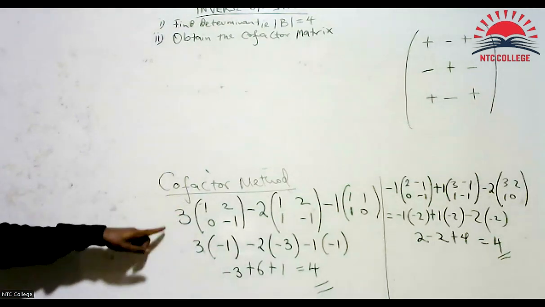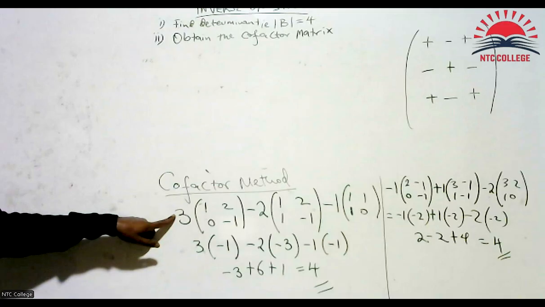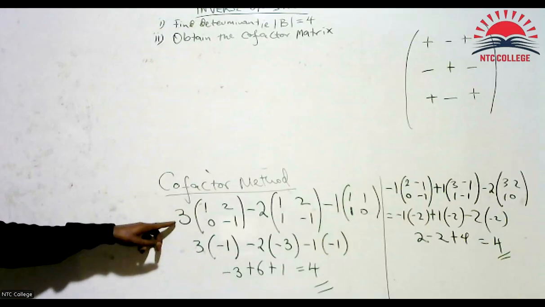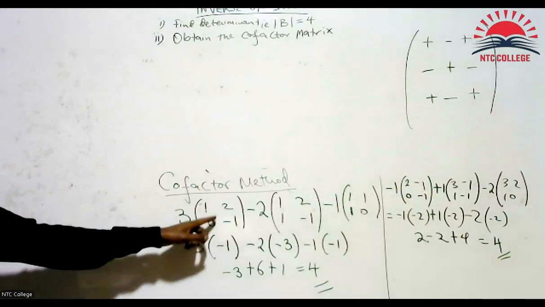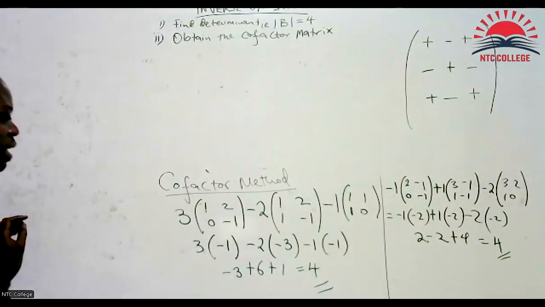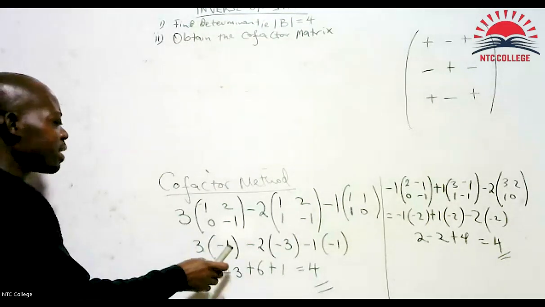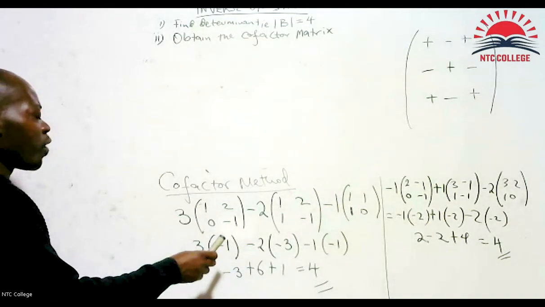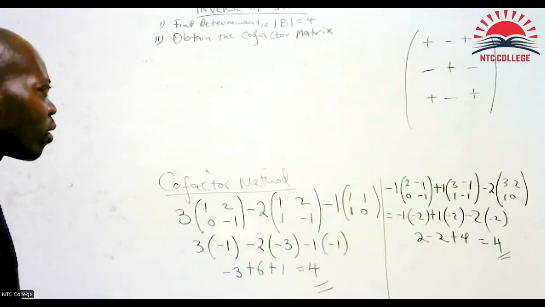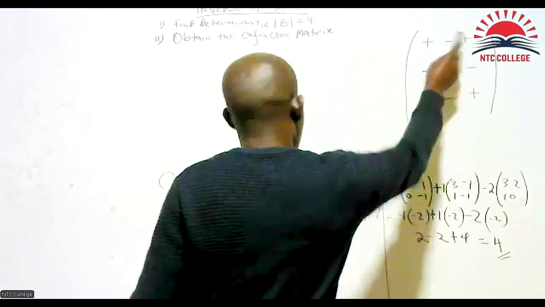Remember, in our workings, we had used row 1. There is a slight difference here, which I'm going to explain. In row 1, we were able to obtain the element in the bracket here. You know how we obtained it: it is -1. So when it comes to the cofactor matrix, for the first row, look at how we are obtaining it. It reads plus, minus, plus.